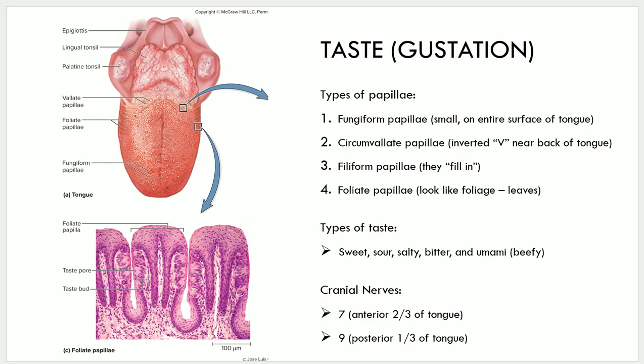Well, let's look at the diagram. Do you see the upside down V shape toward the back of the tongue right here? In this image from the textbook, it's called vallate papillae. We call them circumvallate papillae. So circumvallate papillae, inverted V near the back of the tongue. Circumvallate V.